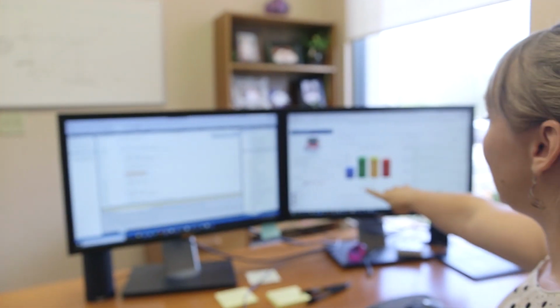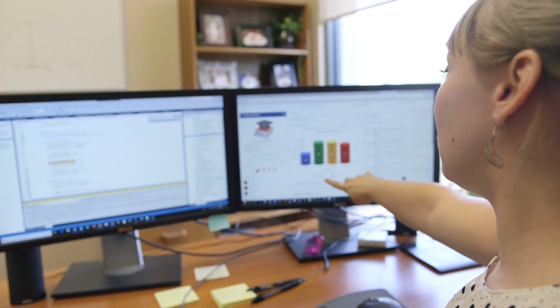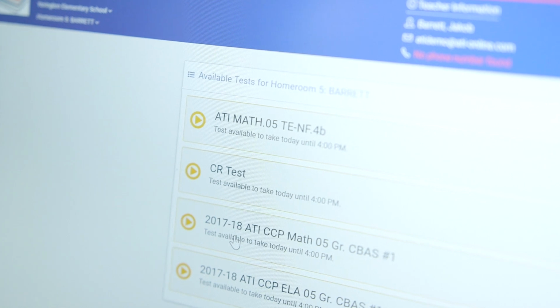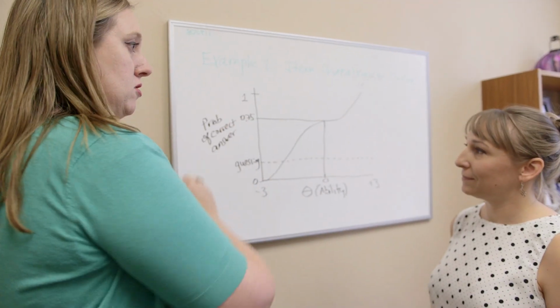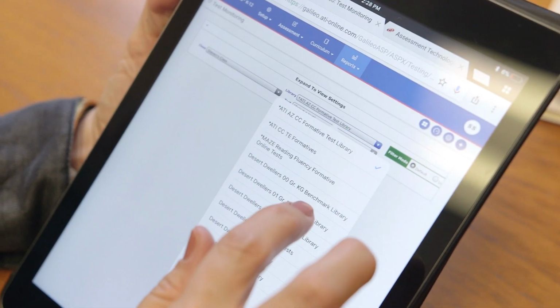ATI has built IRT technology right into Galileo and uses IRT techniques to design thousands of unique assessments each year. So by using the IRT technology embedded directly in Galileo, we can provide the groundbreaking, comprehensive assessment system needed to support data-informed decision-making. So we know IRT opens a world of possibilities when it comes to assessment design, but what does IRT provide when it comes to scoring?